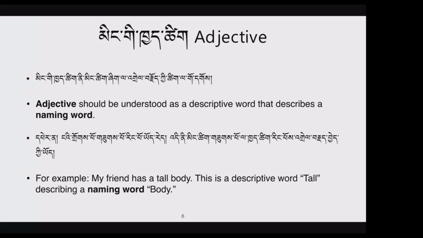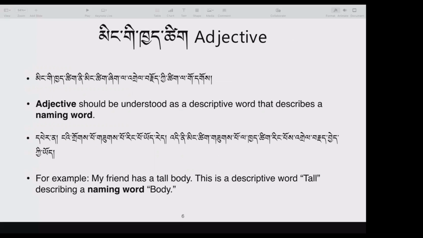Mingi ketsik, adjective. Okay, so adjective should be understood as a descriptive word that describes a naming word.